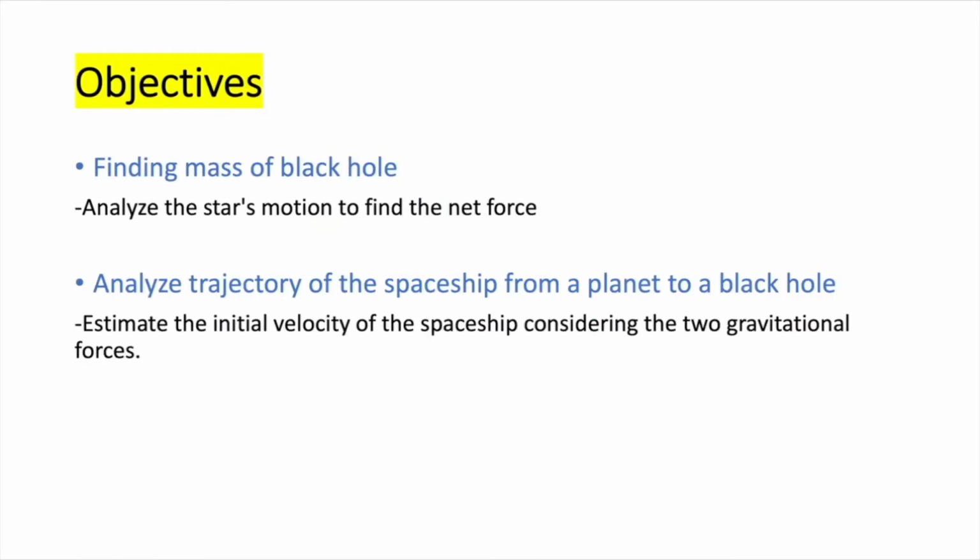The main objectives of this lab are, first, finding the mass of the black hole. In order to do this, we need to use Newton's second law and build a relationship with gravity. The second main objective is analyzing the trajectory of the spaceship from a planet to a black hole. We need to estimate the initial velocity of the spaceship considering the two gravitational forces acting on it.